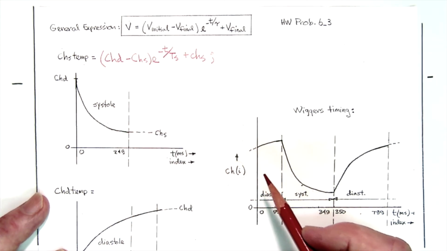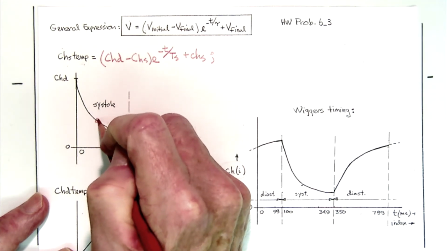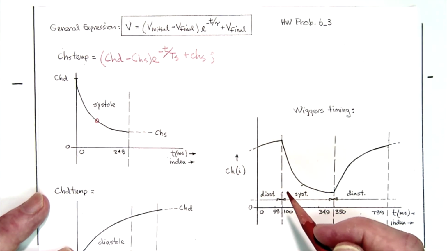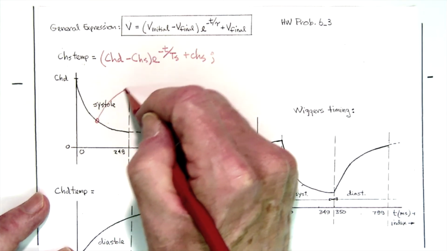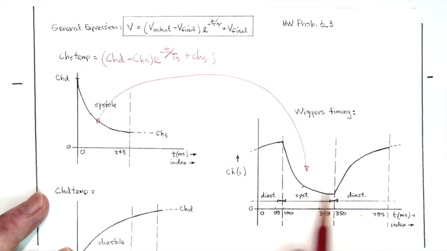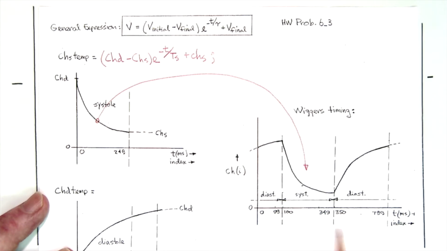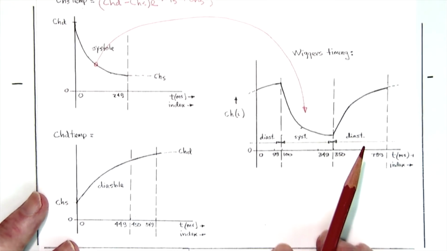Now, what do we do with that curve? We want to take this section right here and cut it out and paste it in right here into the final curve that we want of both diastole and systole put together following the timing of the Wiggers diagram. So how are we going to do that?